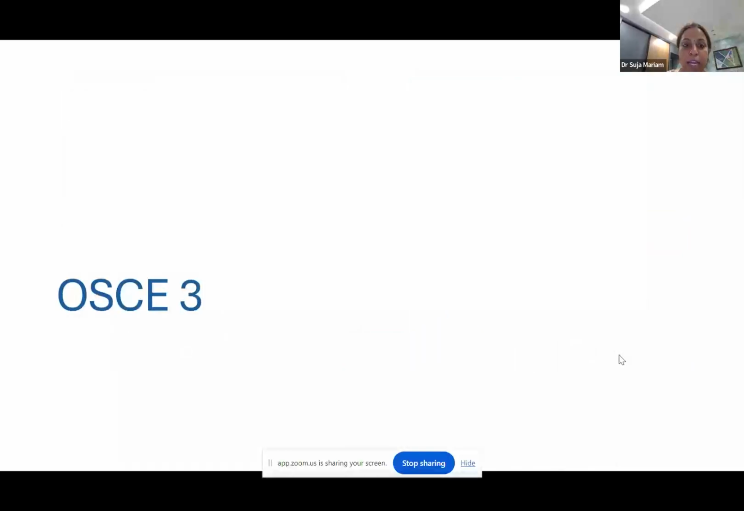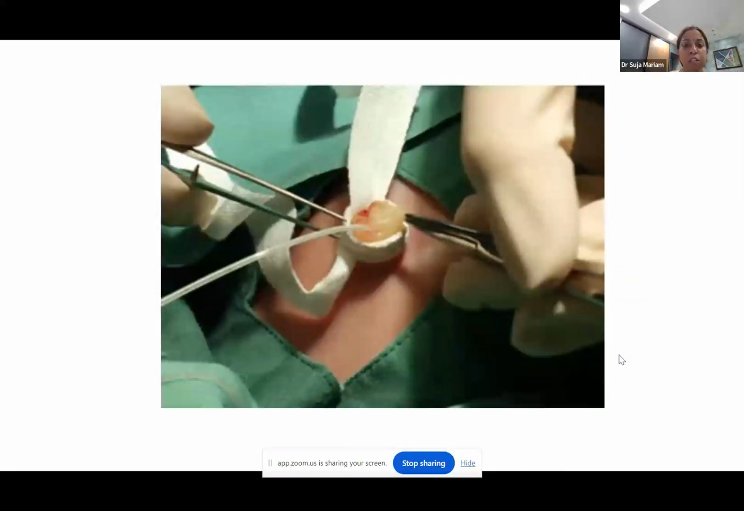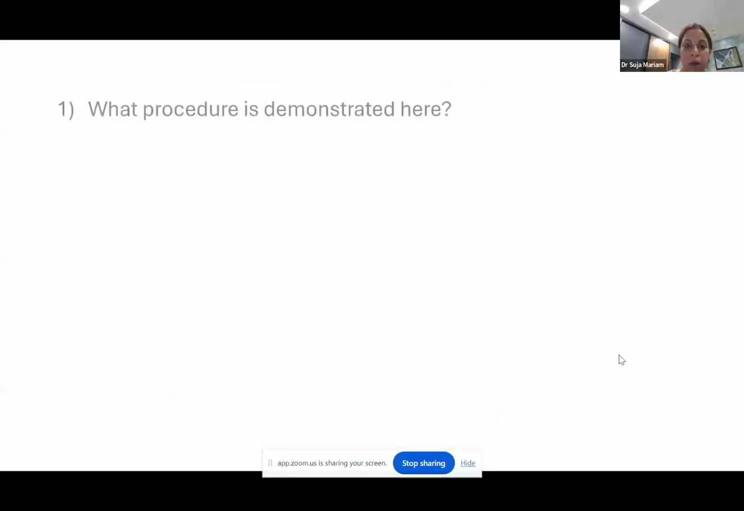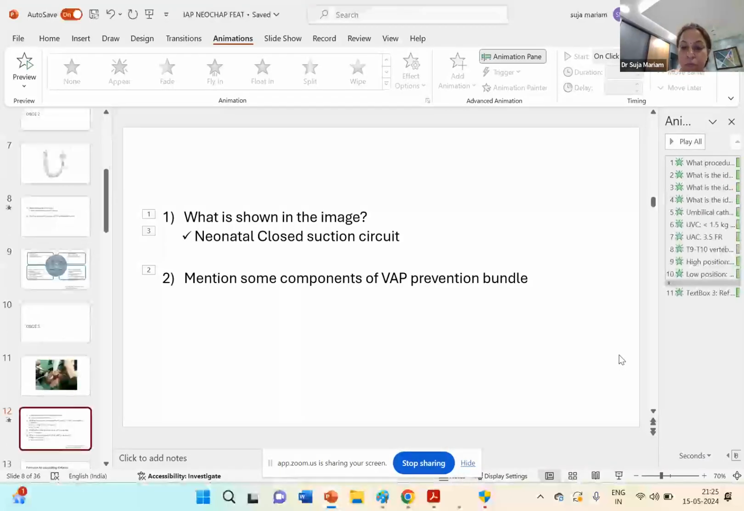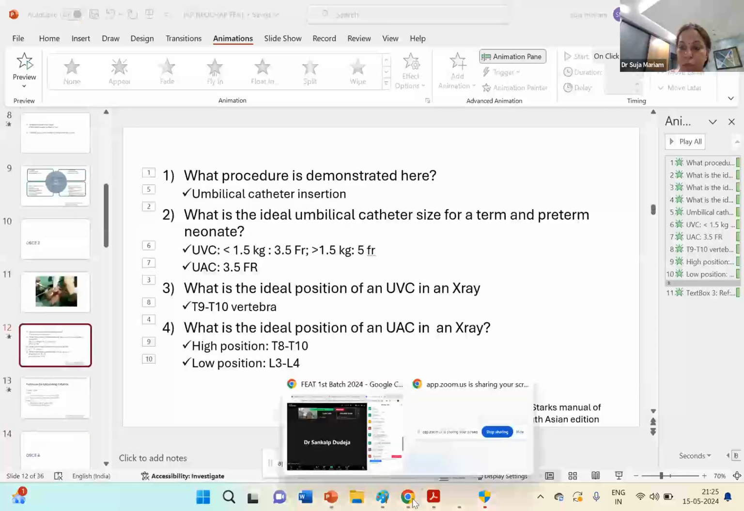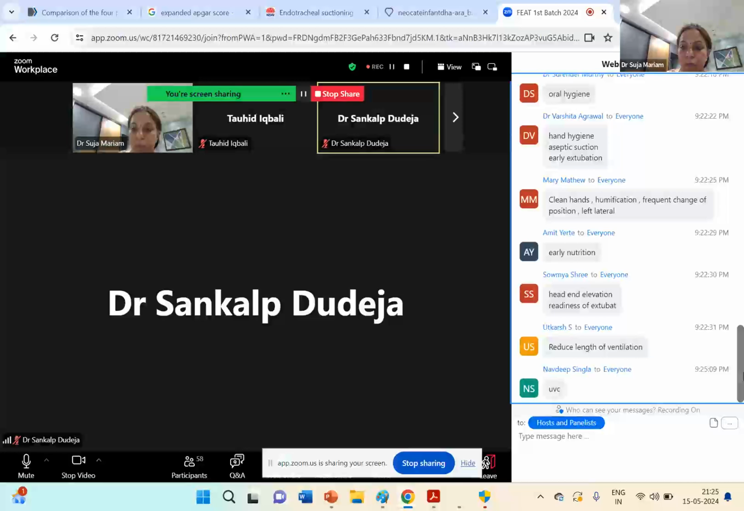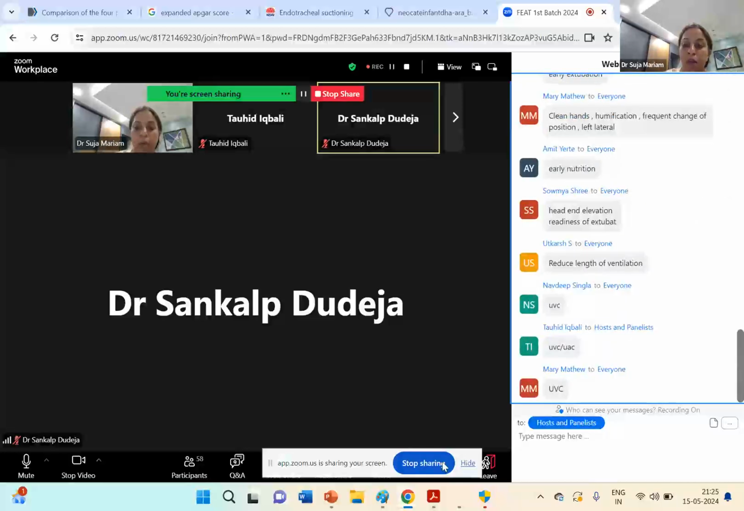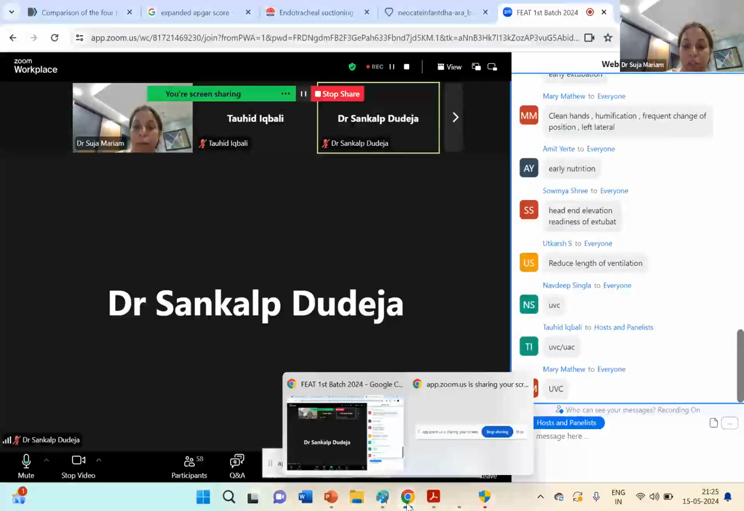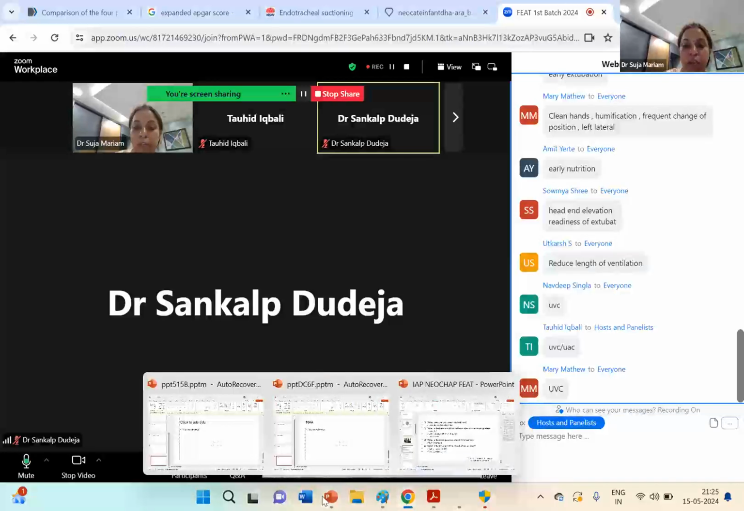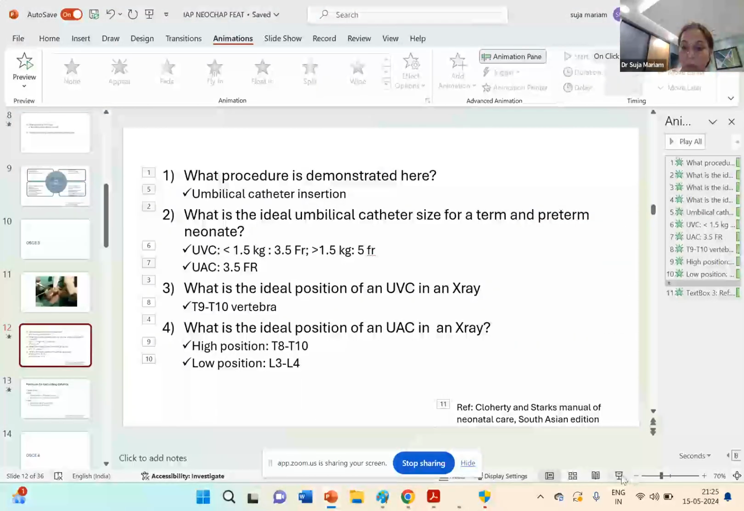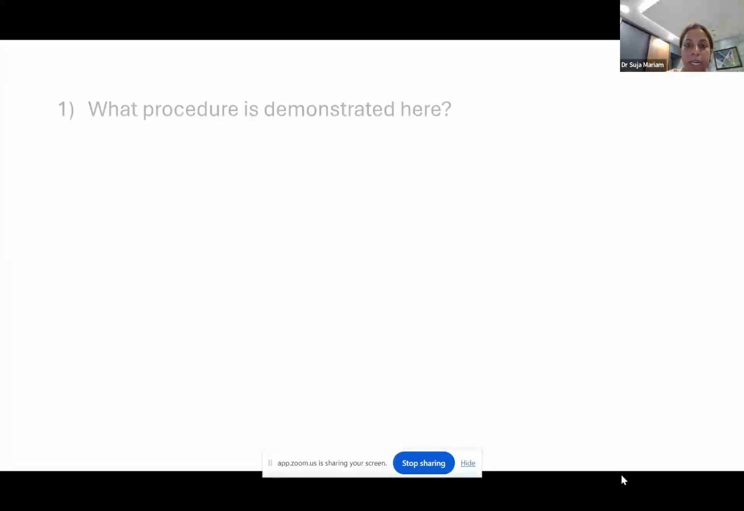Now let's go into the next OSCE. So this is very simple. The first question is, what procedure is demonstrated here? Okay. So somebody has smartly answered. So UVC or UAC, we don't know because they're just showing a catheter which is being inserted.